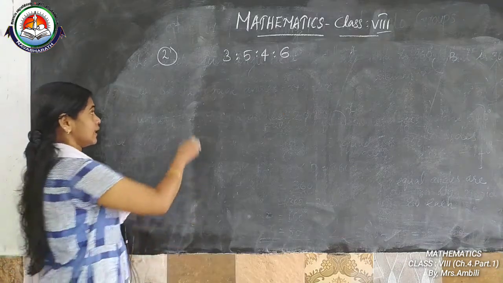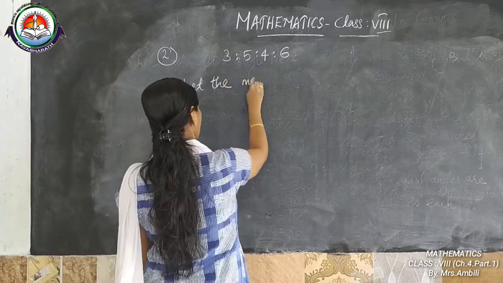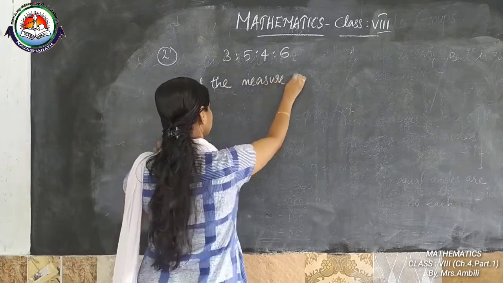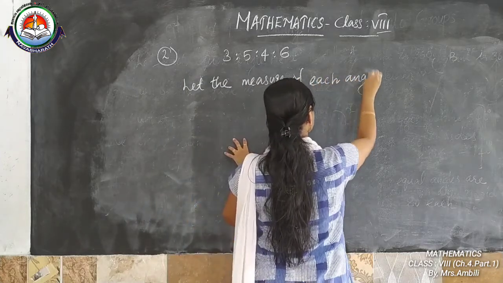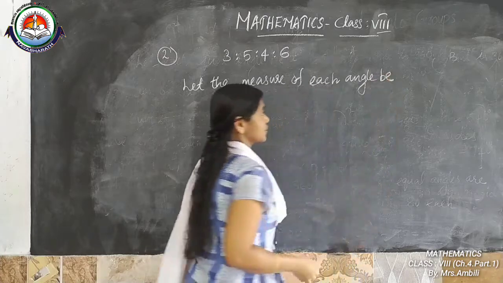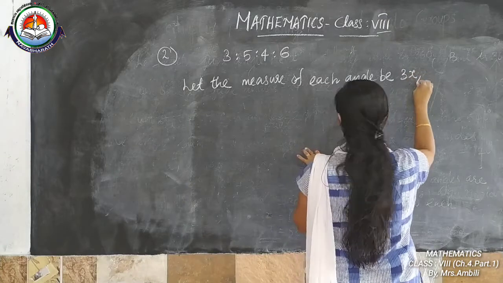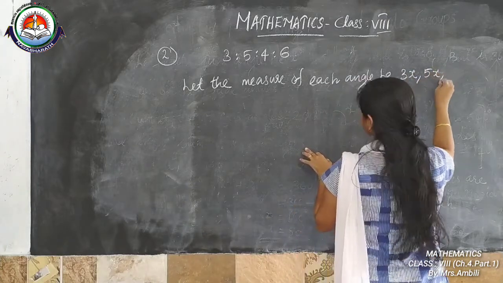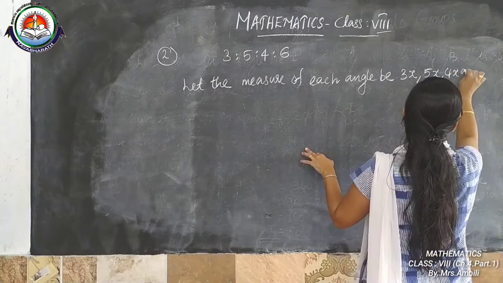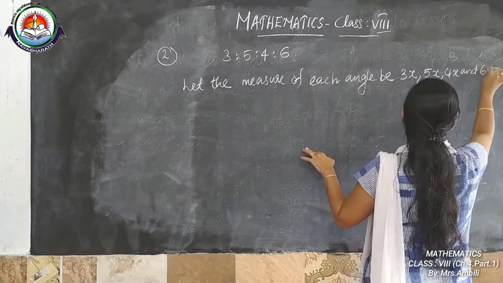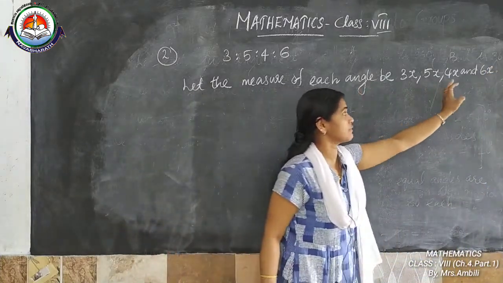So how can we start? Let the measure of each angle be 3x, 5x, 4x and 6x.